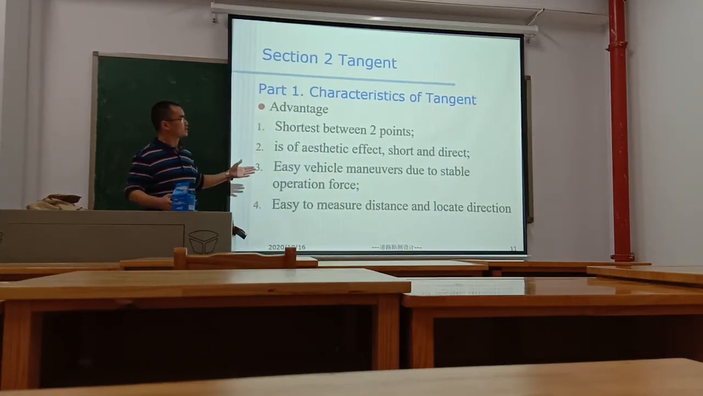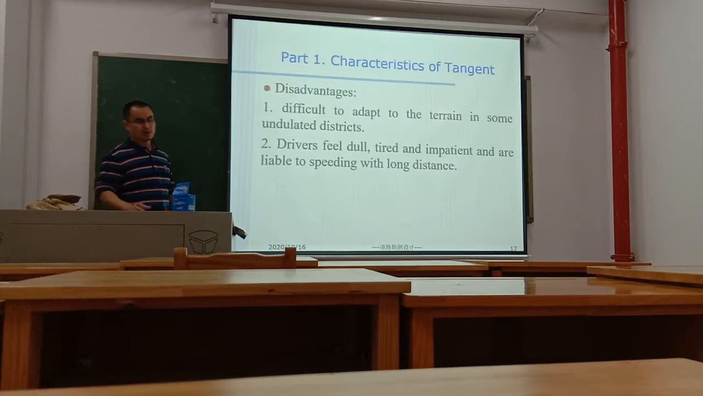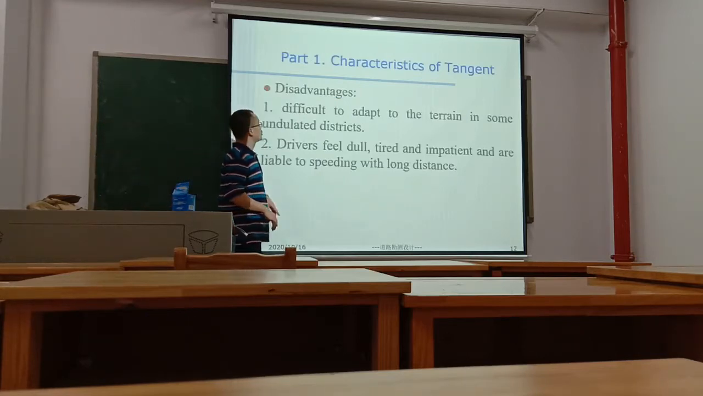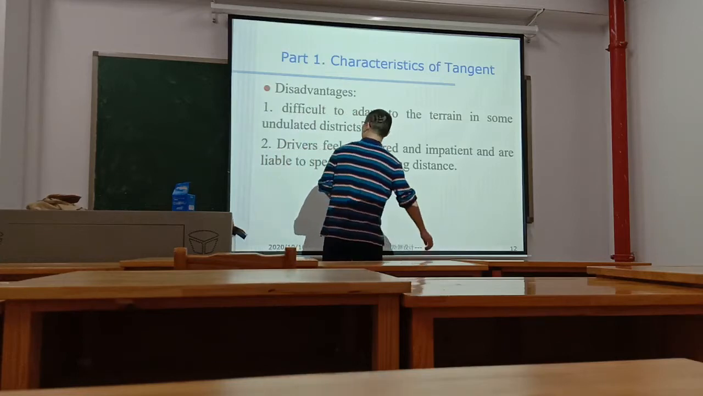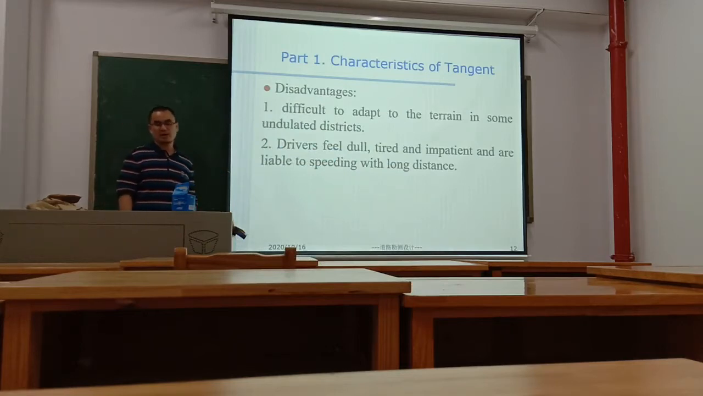Because two points can determine one tangent. Start point and end point can determine the tangent, or the straight line. The disadvantage of the tangent is that it is difficult to adapt to the terrain in some undulated districts.